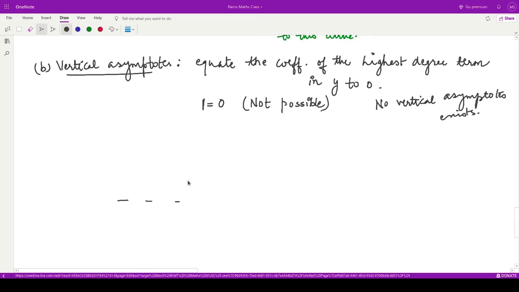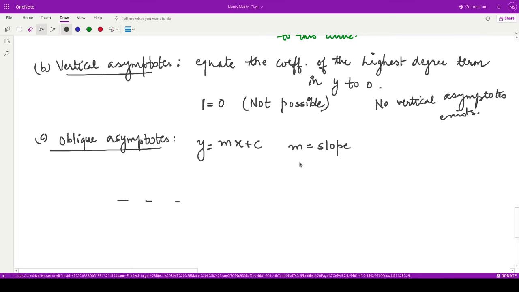Next thing remaining is to check for oblique asymptotes. Oblique asymptotes are those which are not parallel to the x-axis or y-axis. Their equation would be of the form y is equal to mx plus c, where m is the slope of that line and c is the corresponding intercept. Here we are interested in calculating m and c.